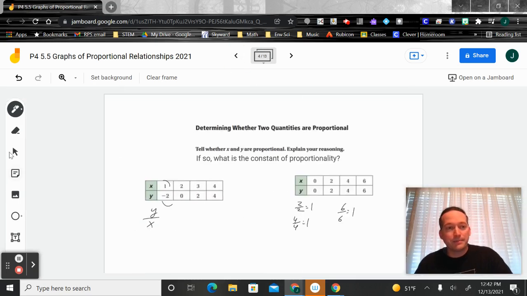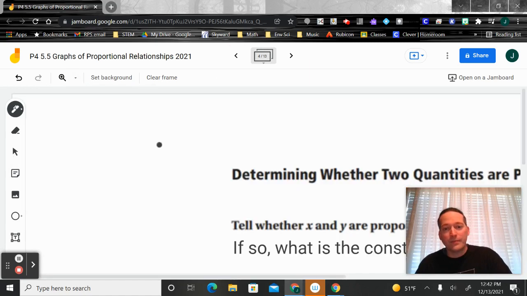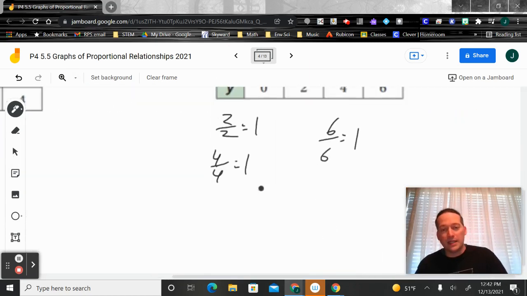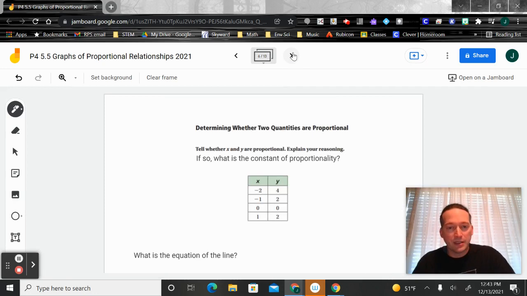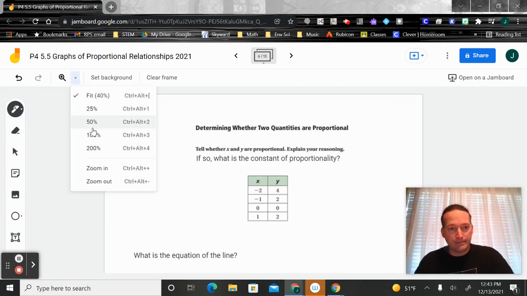If I come back here, okay, my constant of proportionality here is 1. Okay, so I would write this as y equals, now, 1 times x. I'm putting it in parentheses for a reason, because we know that when you multiply by 1, we don't write it. So this would just be called y equals x, because we know that that constant of proportionality is actually 1. Okay, let's look at this one.